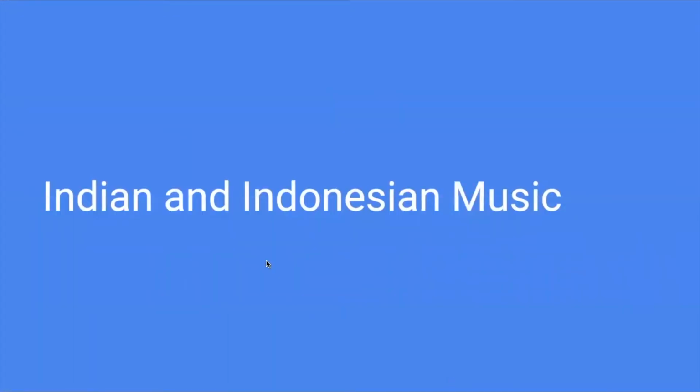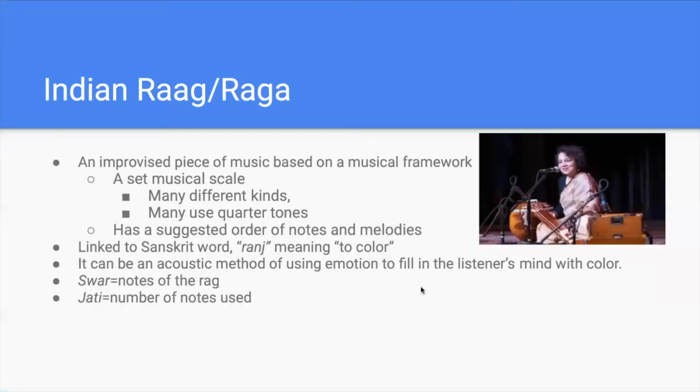So first we're going to talk about Indian and Indonesian music. The first genre of Indian music that we're talking about is rag or raga, which is an improvised piece of music based on a musical framework. This is a set of musical scales that you have. There are different kinds of notes and scales that are used, and a lot of these scales use quarter tones.